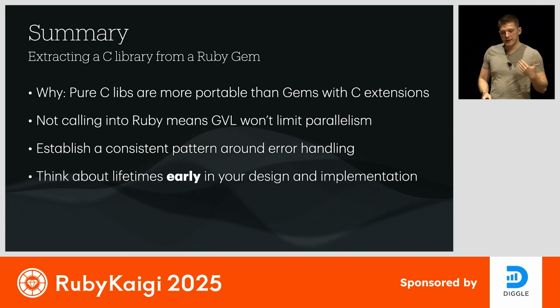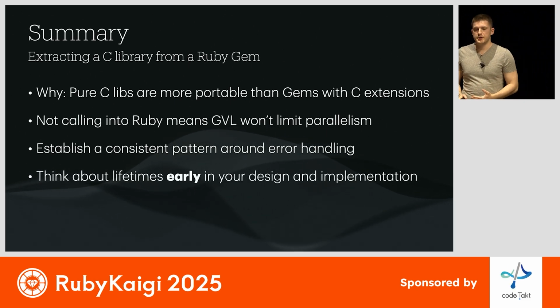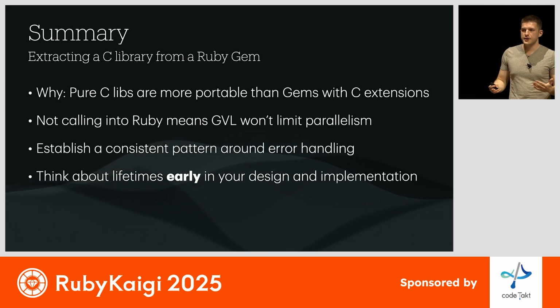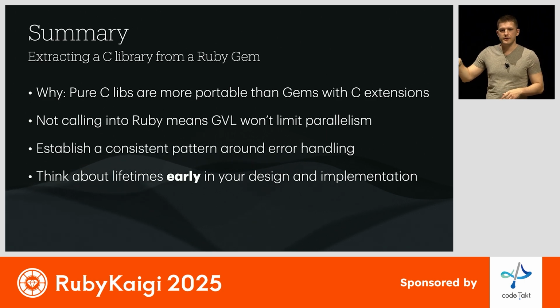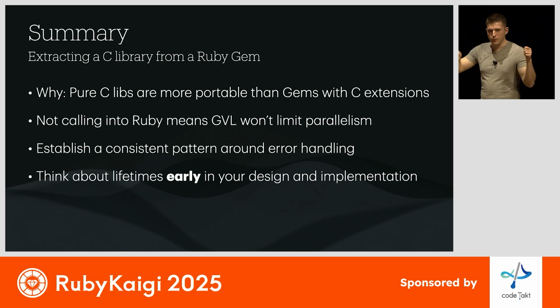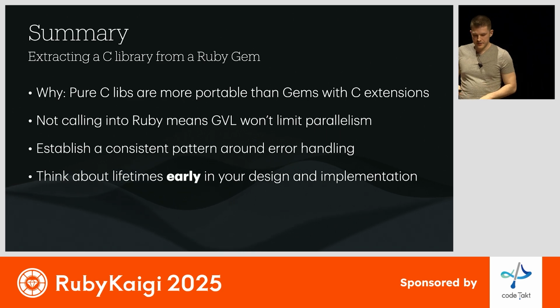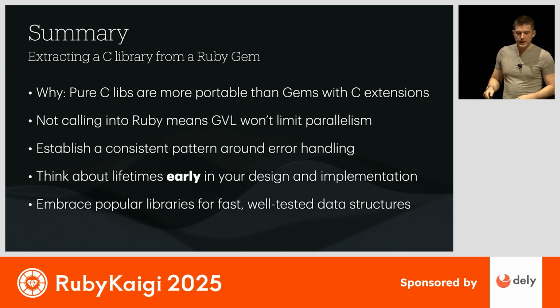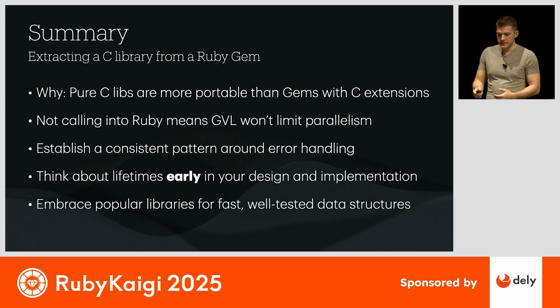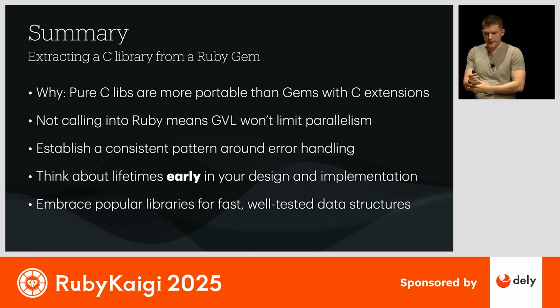Similarly, I suggest you think about lifetimes really early in your design and implementation, because you're going to need to pass around allocators, and it can be really frustrating to decide, oh, actually, I need an allocation here, but this function doesn't have an allocator, and the function that calls it doesn't have an allocator, and now you have to go get your plumbing tools and start wiring allocators through everything. That could be quite difficult. And again, I would recommend that you embrace popular libraries for fast and well-tested containers. There's a bunch of those for C, and try and make use of those where you can.